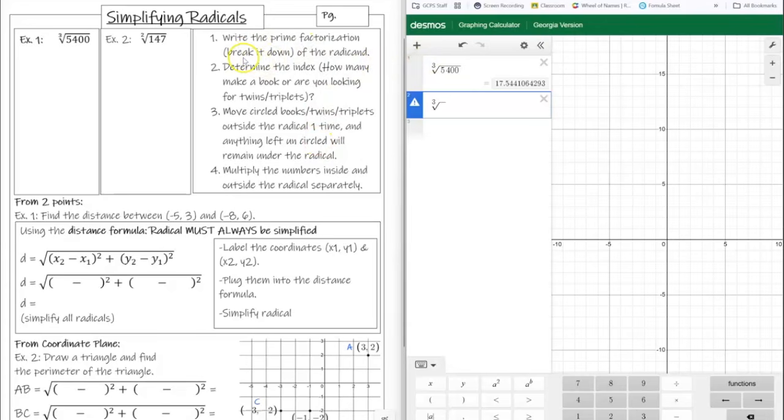It says write the prime factorization, which means break it down, of the radicand. And the radicand is just the number underneath the radical. So my radicand is 5400. So I'm going to start it on a new line, and I want to break that down.